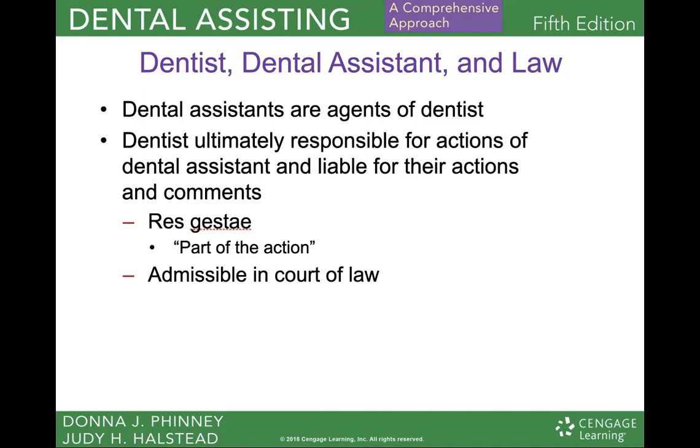So there's a term called res gestae, and this basically means that this is part of the action. So whatever the dental assistant says is considered res gestae, and this is admissible in a court of law. So the dental assistant should be cautious with his or her actions and words at work, as they may become binding on the dentist.